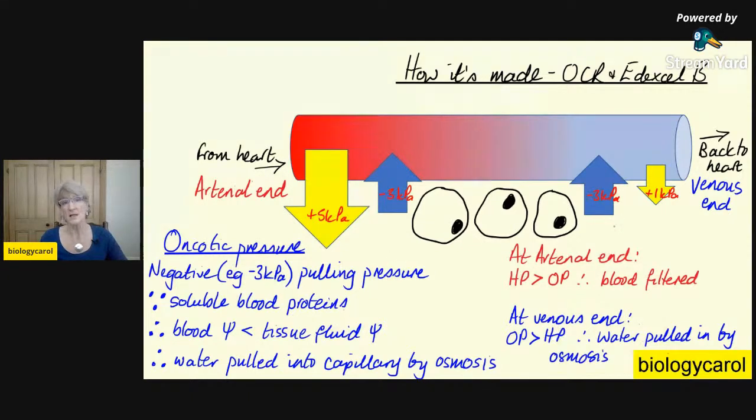At the venous end, now if you're not OCR or Edexcel, you would just say the water potential of the blood is very much lower than the tissue fluid water potential because of the soluble proteins, and therefore water moves back in by osmosis. If you're OCR and Edexcel, you would say that the oncotic pressure is greater than the hydrostatic pressure, and therefore water moves in by osmosis because of the soluble proteins that are in the blood. And I think we're there.